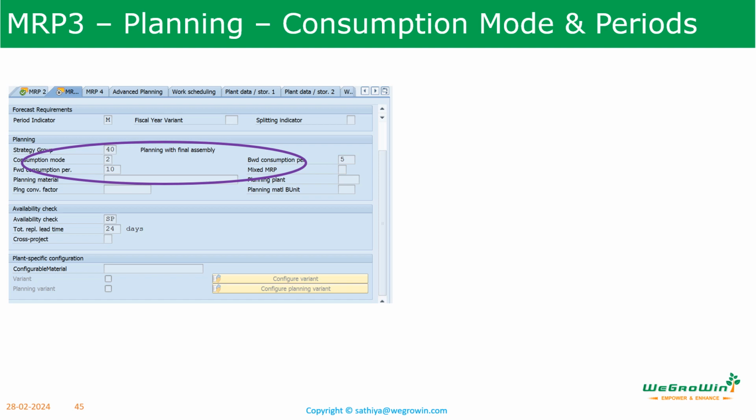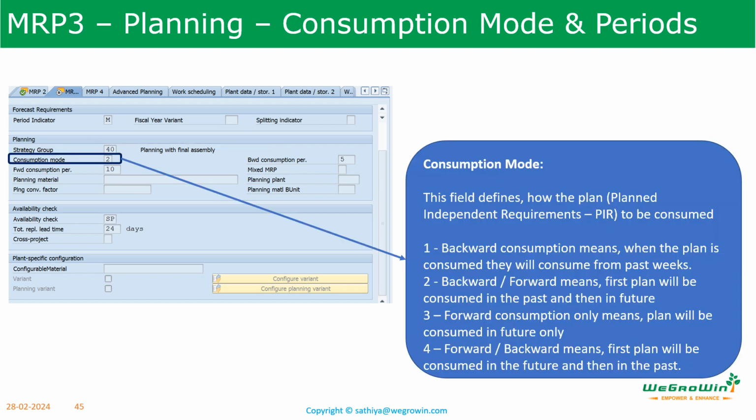Now we are going to discuss about the consumption mode and consumption periods. Why do we have these consumption parameters? So we maintain the plan for any material through PIR, planned independent requirement, and they are forecast only. When we receive firm orders like a sales order, or when in the make to stock situation we are having production orders, then the forecast should be converted into firm orders, which means that the forecast has to be consumed and taken away from the system. It has to be replaced with the orders. That is the purpose we are maintaining this consumption mode and consumption parameters.